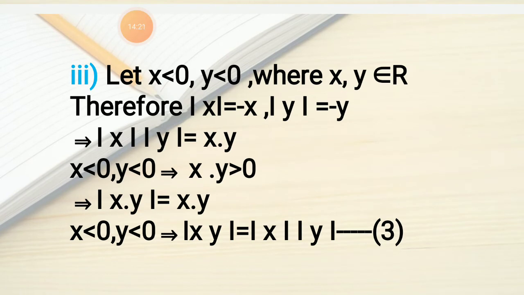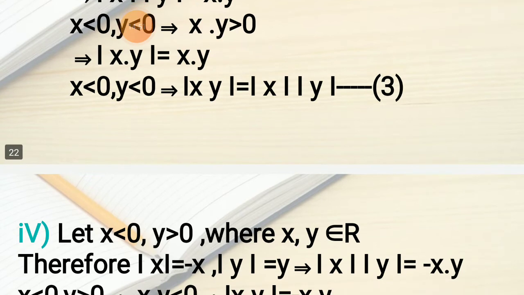Let x be negative, y be negative, where x, y belong to R. Therefore, whenever x is negative, |x| is minus x, y is negative, |y| is minus y. Multiply these two, |x||y| equals minus x into minus y. So |x||y| equals x into y. But whenever x is negative, y is negative, x into y is positive. So |xy| equals xy. So |xy| is xy, |x| into |y| also xy. So |xy| equals |x| into |y| whenever x is negative and y is negative. So that is the third one.